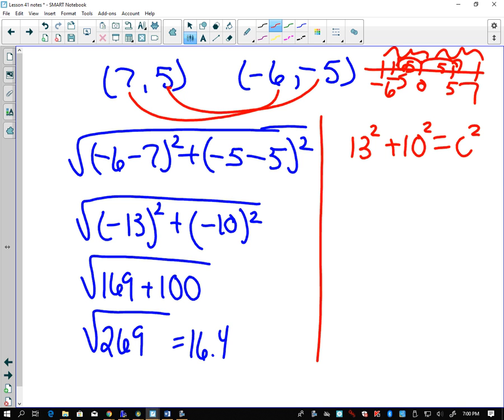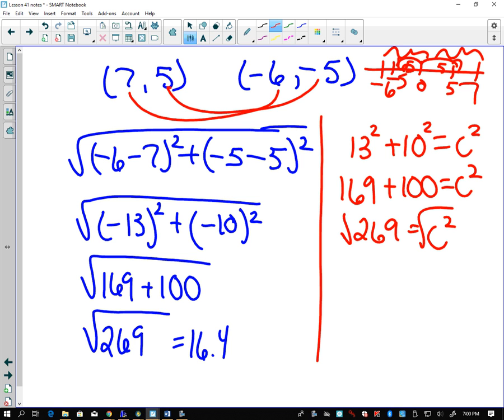So 13 squared plus 10 squared, you'll notice I'm getting these same things. I'm getting 169 plus 100, but it's equal to c squared. It's giving me 269 equals c squared, and in the end I still have to square root it to get just c, so I'm getting that 16.4 either way. Okay, so it's doing the same thing.